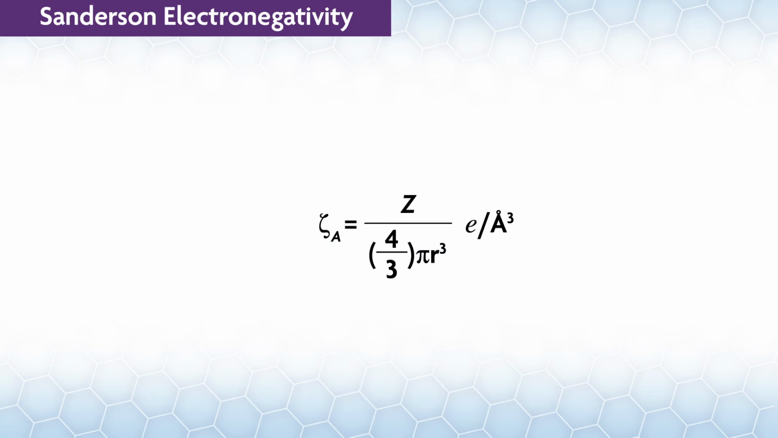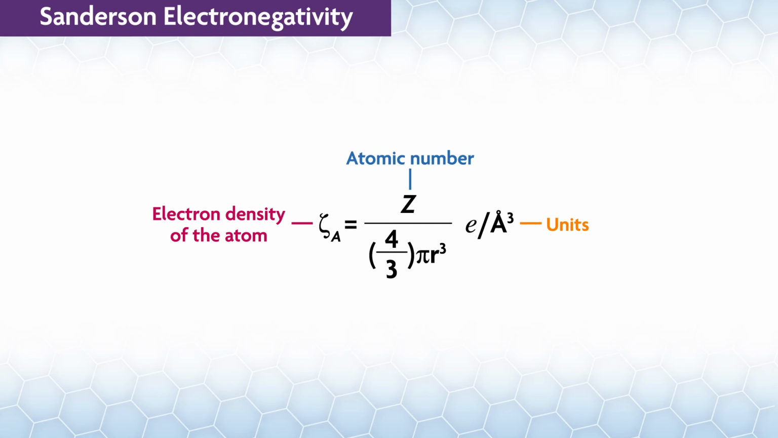A simple equation can be used to calculate the electron density of the atom in electron charges per cubic angstroms. The electron density of atom A, zeta A, is just the number of electrons in the neutral atom, which is the atomic number Z, divided by the volume of the spherical atom. The covalent radius was used for the radius of the sphere.